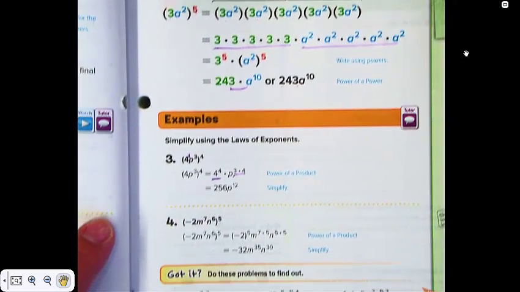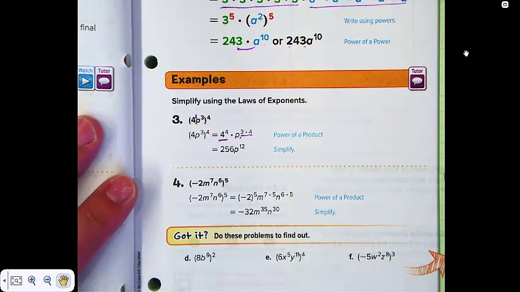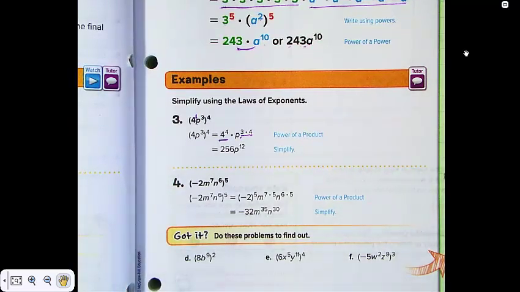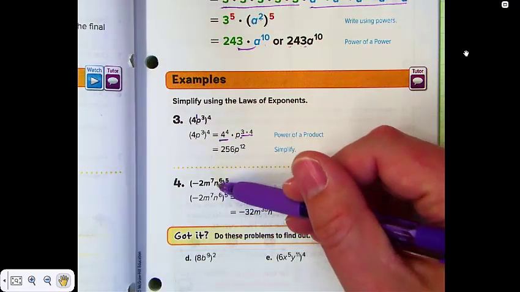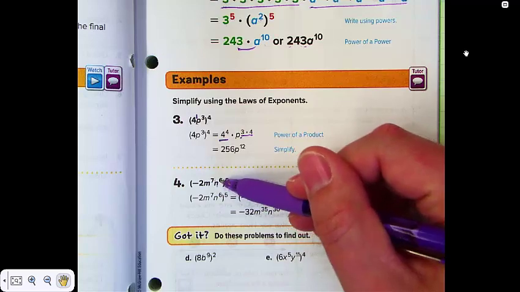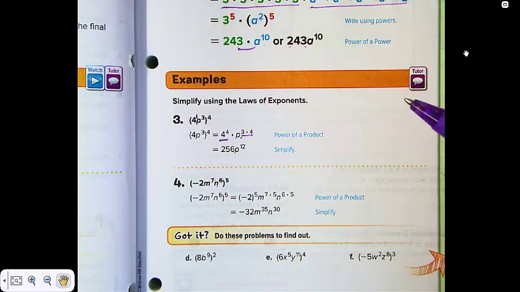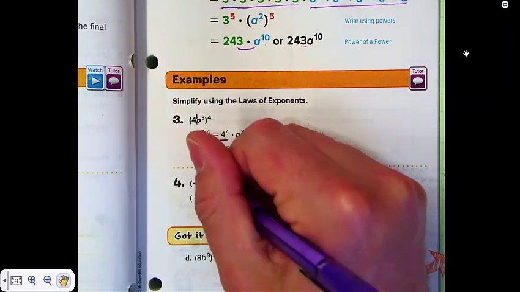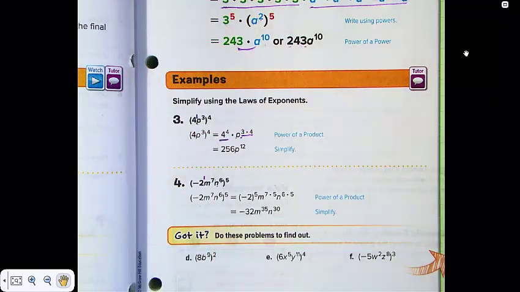4 gets a little bit more complicated, but not too scary if you're paying attention. Once again, we're going to break this out and do all of its different parts. Notice, I'm going to look for powers here, or exponents. So I have m to the 7th, n to the 6th. My -2 has nothing. Okay? So I'm going to put a little 1 right there.